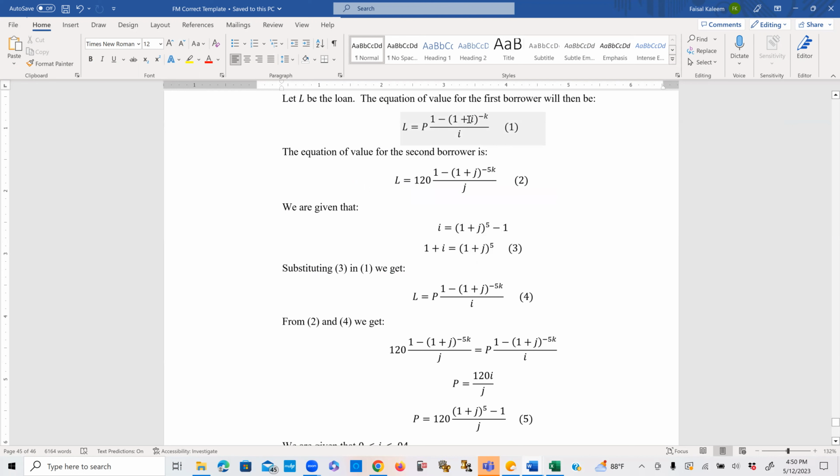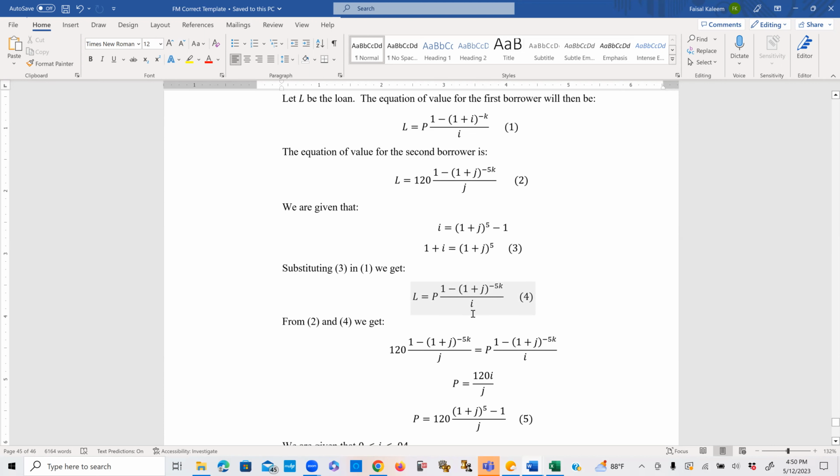So 1 then becomes L is equal to P times (1 minus ...), where 1 plus I is replaced by (1 plus J) to the positive 5. The positive 5 multiplies with the negative K to give us negative 5K. And we have L is equal to P times (1 minus (1 plus J) to the negative 5K) over I.